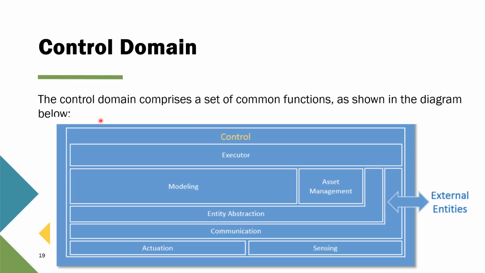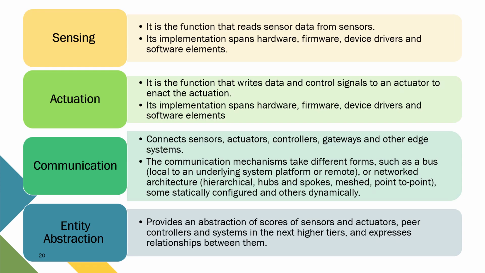So let's see the control domain. The control domain comprises a set of common functions, for example, those shown in the diagram below. It starts with sensing and actuation, then goes through communication, then entity abstraction before going to modeling and asset management. And lastly, the executor. These are all the common functions in the control domain. Now let us look into the functions one by one.